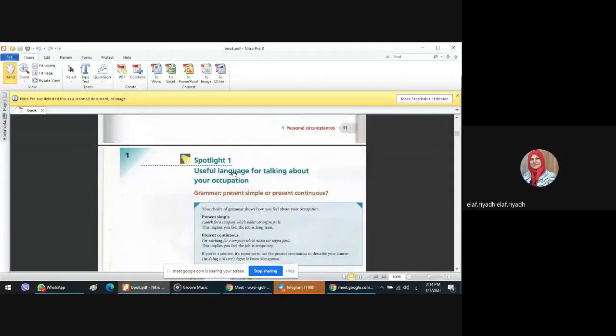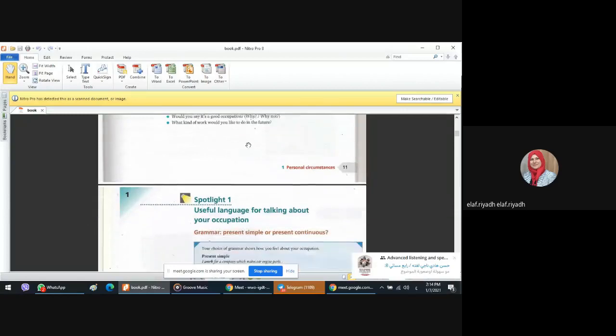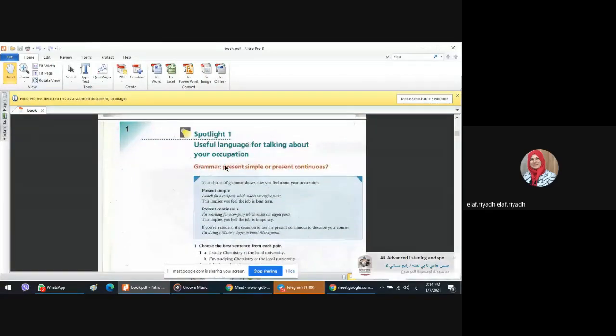In order to answer these questions and to speak correctly, you should use the basic present simple or the present continuous tenses. All of you, in the different years or stages, have studied the present simple, present perfect or present continuous. We have many tenses to deal with.